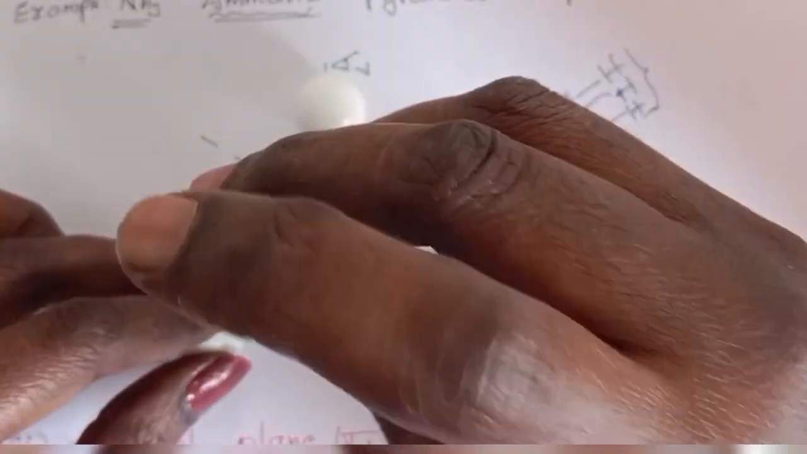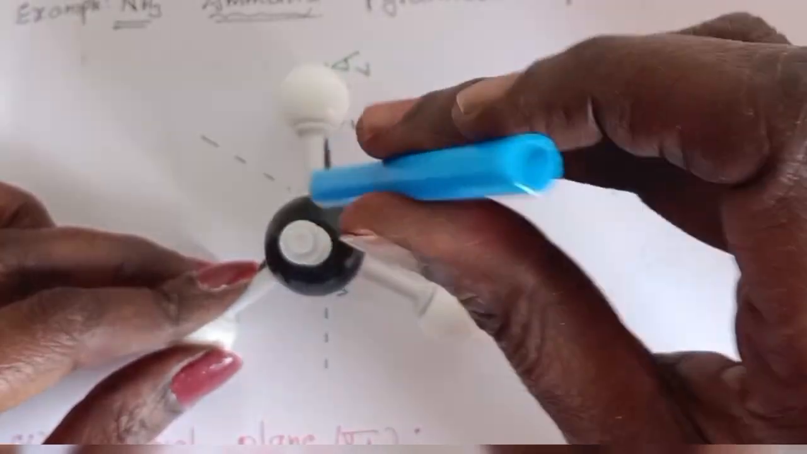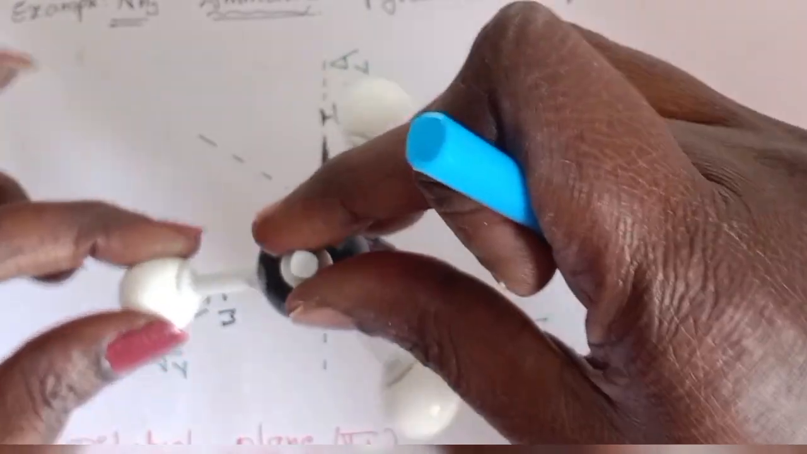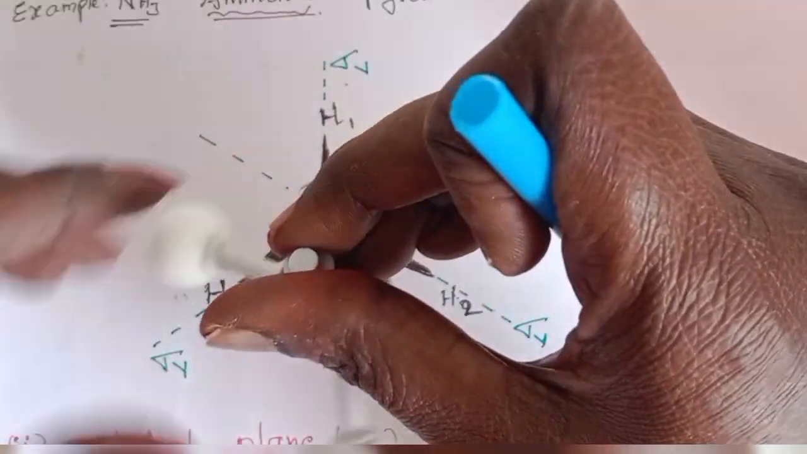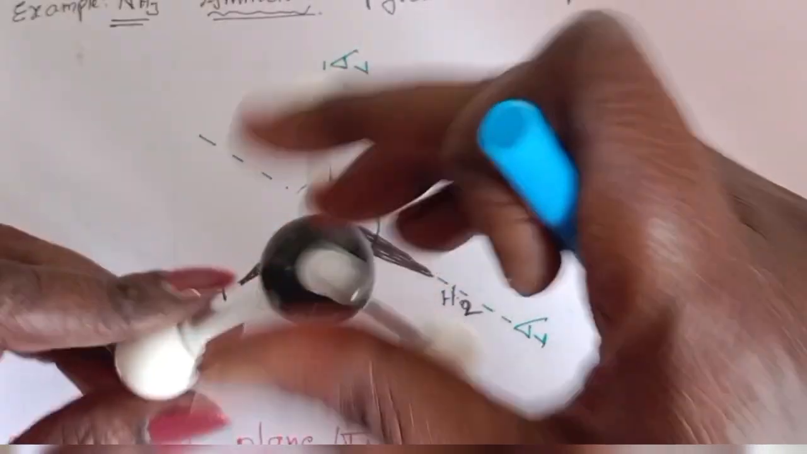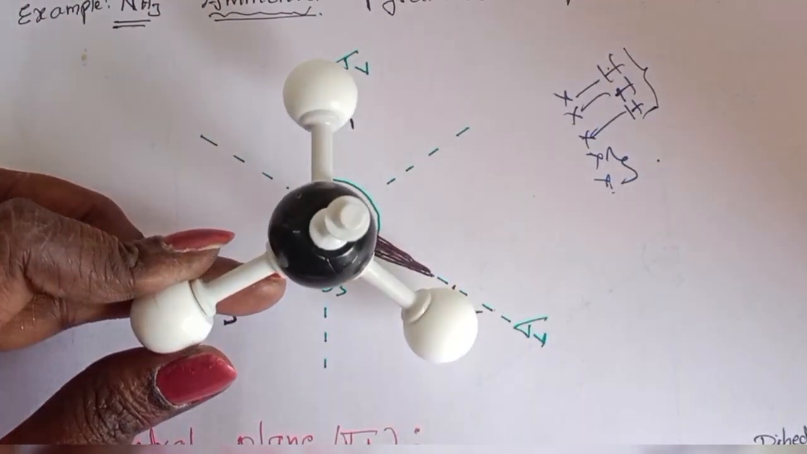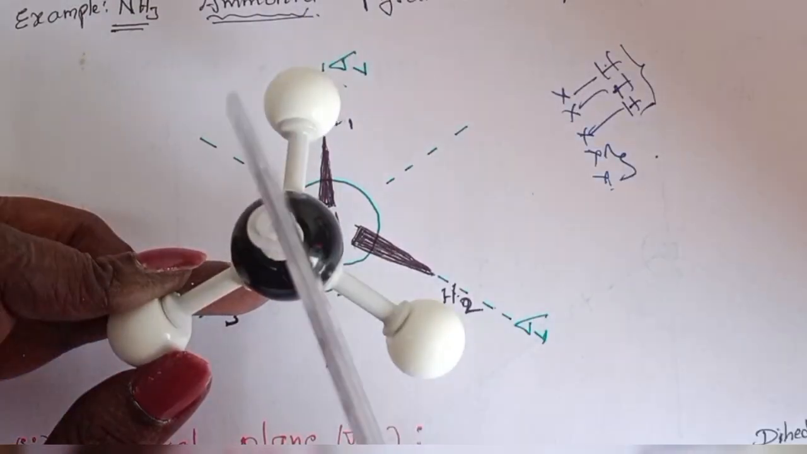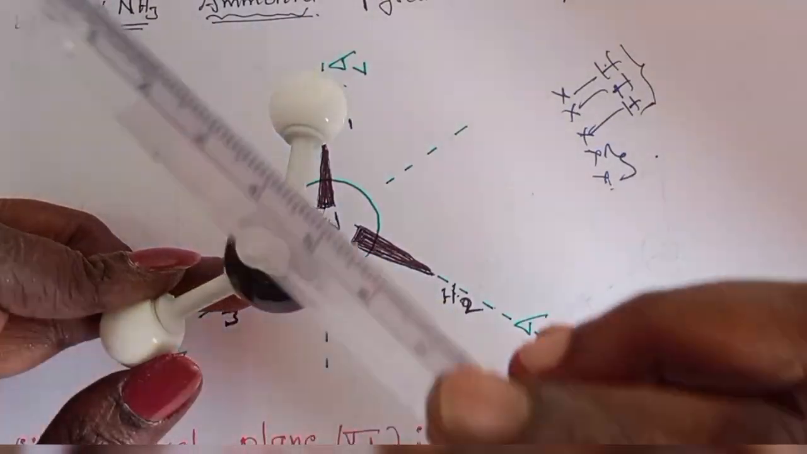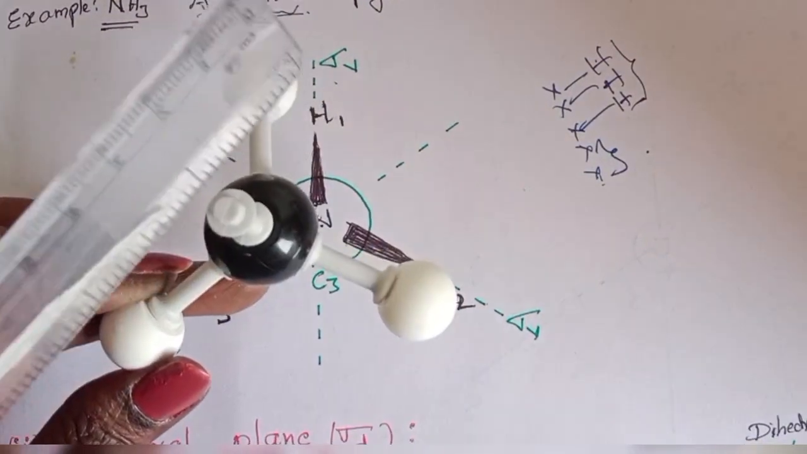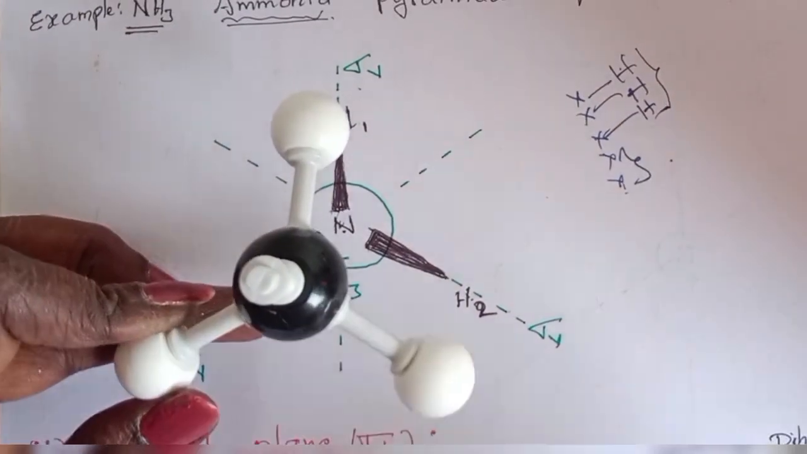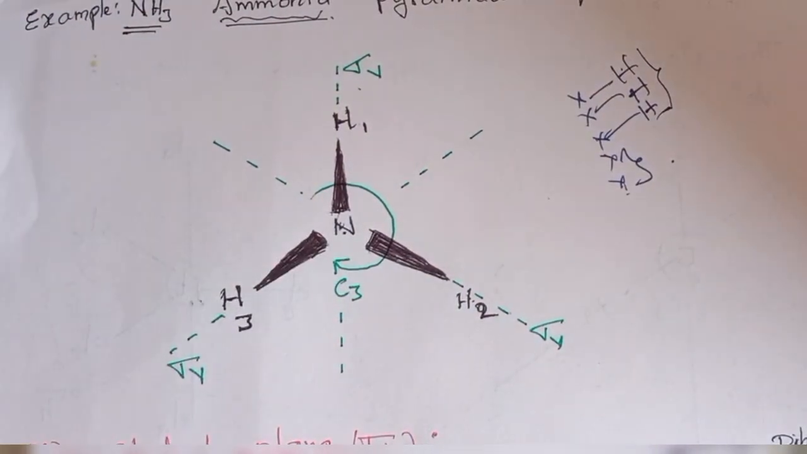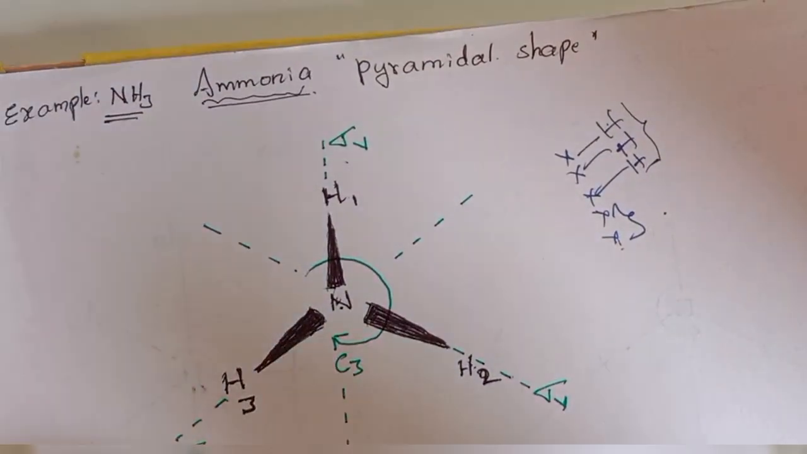So the angle of rotation is 120 degrees. By doing a 120 degree rotation, we will get the equivalent structure. And a plane is possible through one of the hydrogens and the lone pair of electrons like this. These three planes are possible, and they are all passing through the principal axis.